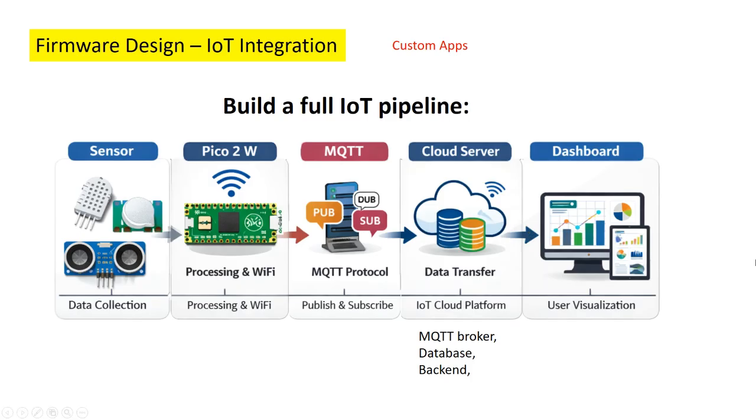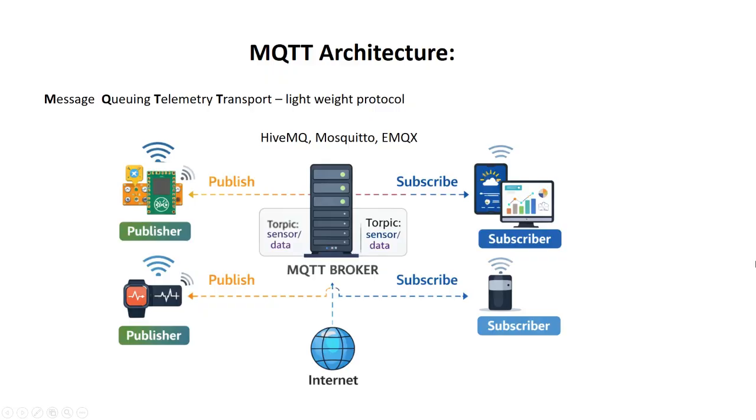So now let's look at how the MQTT architecture works. We have the message queuing telemetry transport, MQTT. It's a lightweight protocol that was designed for IoT devices. Why? Because some of the data we will be transmitting from our IoT device are very small packages, small data sizes. So we need a very light protocol, and that's why MQTT was developed.